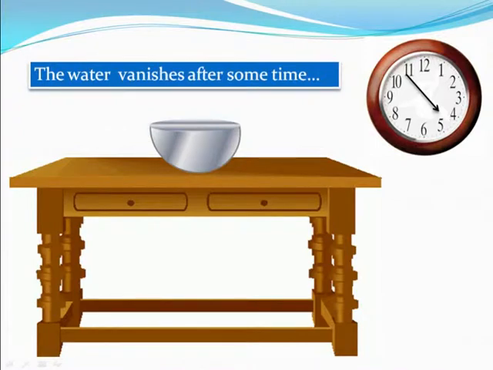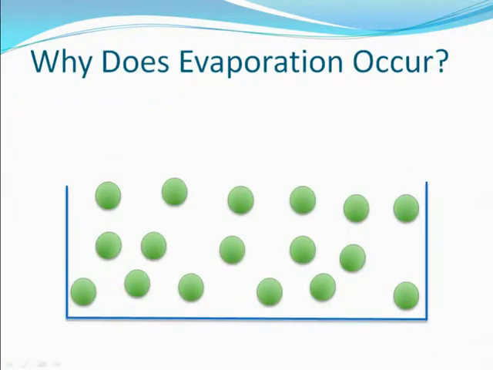Now, what causes evaporation? When we studied boiling in the last chapter, we had studied that when we increase the temperature of a liquid, then the kinetic energy of the particles of the liquid increases, the particles start vibrating faster and faster, and at the boiling point they escape and form a gas. But in case of evaporation, we are not even increasing the kinetic energy. So how is evaporation taking place? Let's understand exactly why evaporation occurs.